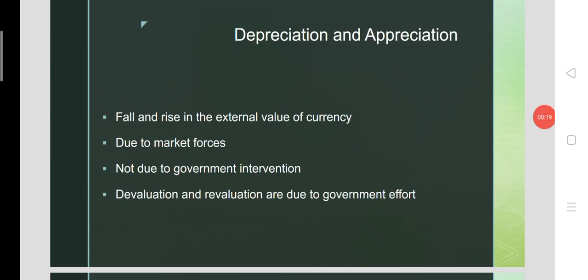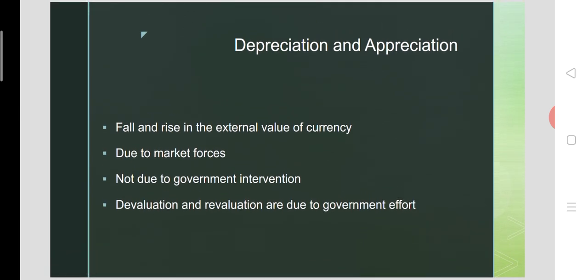So, both depreciation and appreciation of the currency represent the fall and rise in the external value of the domestic currency, or value of the foreign currency. This will happen due to market forces, not by government intervention. Unlike devaluation and revaluation, which are the effects of deliberate attempts of the government or central bank of the nation to increase and decrease the value of the currency in terms of foreign currency.